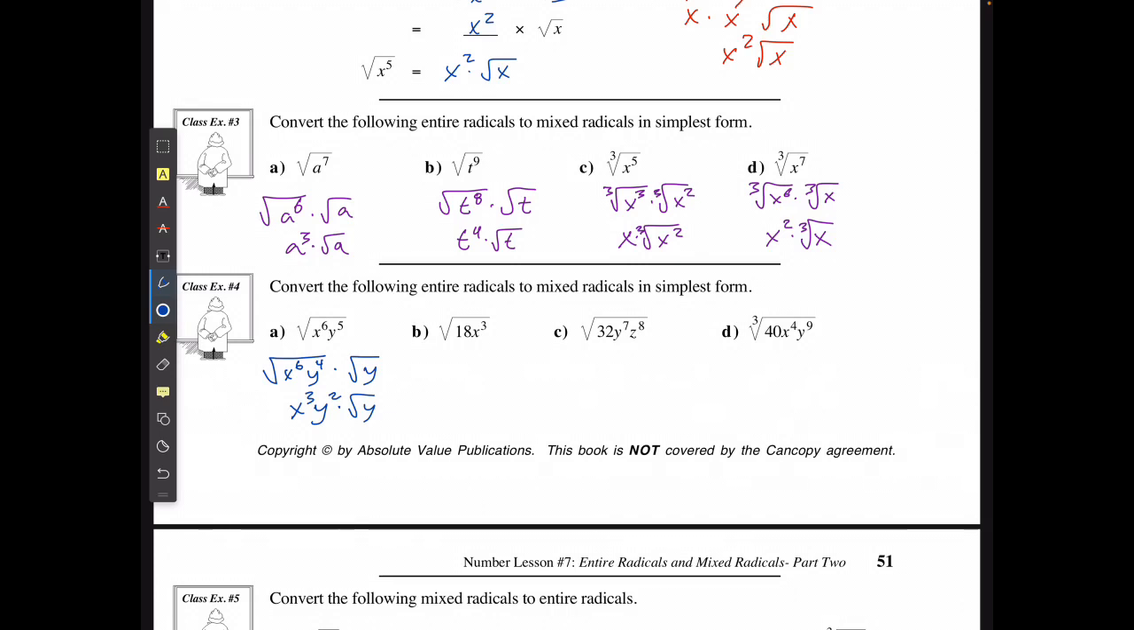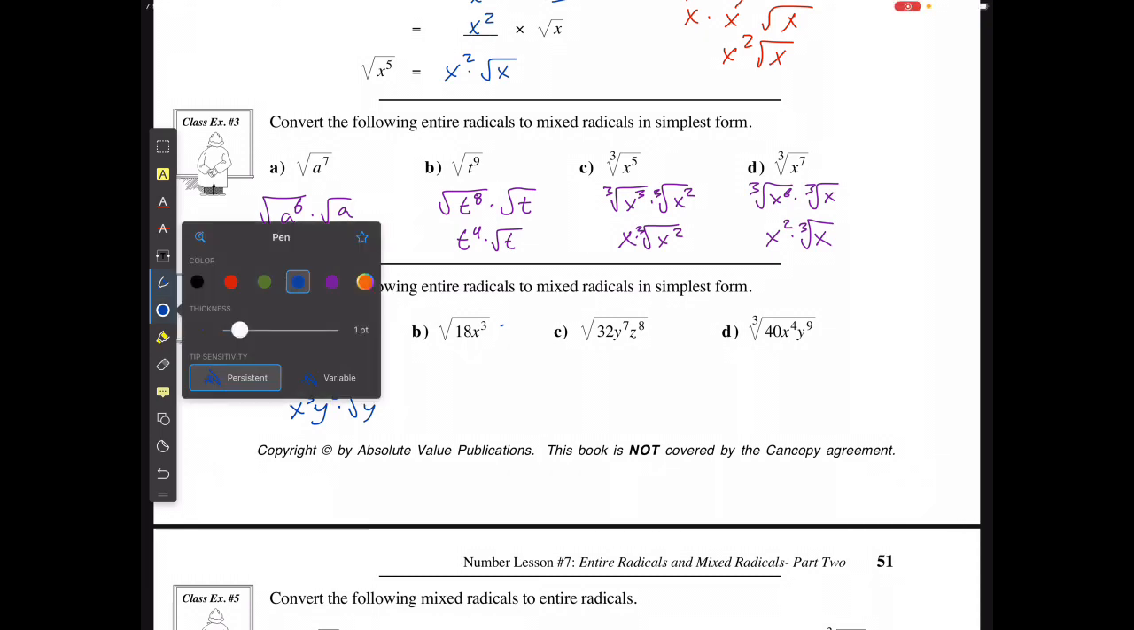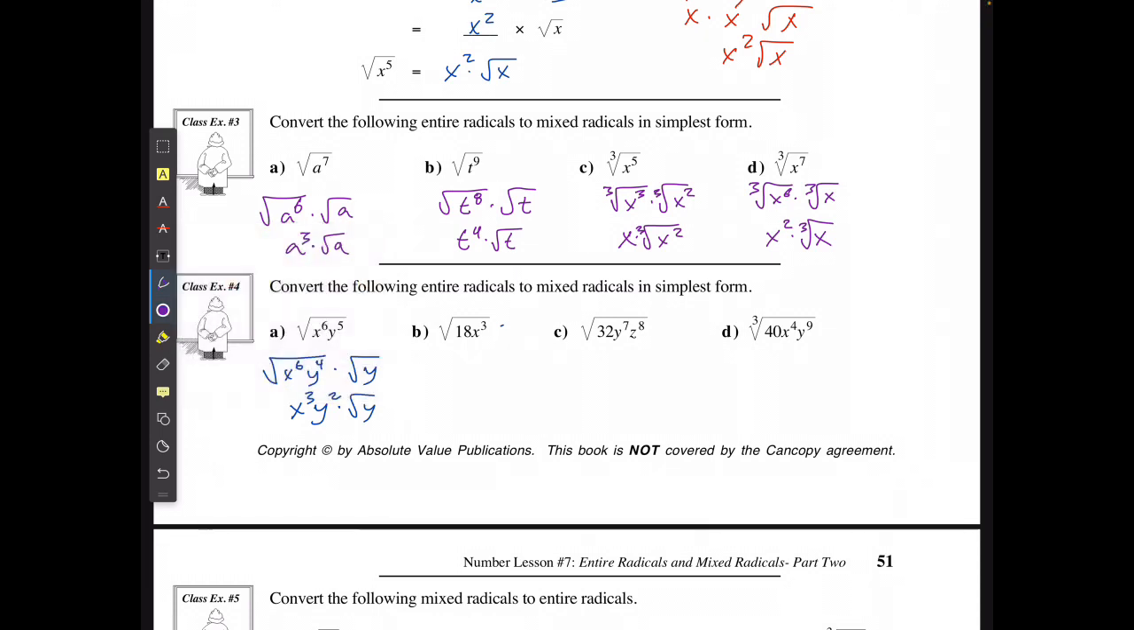I can also distinguish between the coefficients and the variables. If I'm doing this one, I can say that the 18 and the x to the 3 can split up. X to the 3 is just x times x times x. 18 is going to be 2 and 9, and 3 and 3. And I can see here that I have 2 3's, I have 2 x's, and then I have a 2 and an x that don't have a pair.